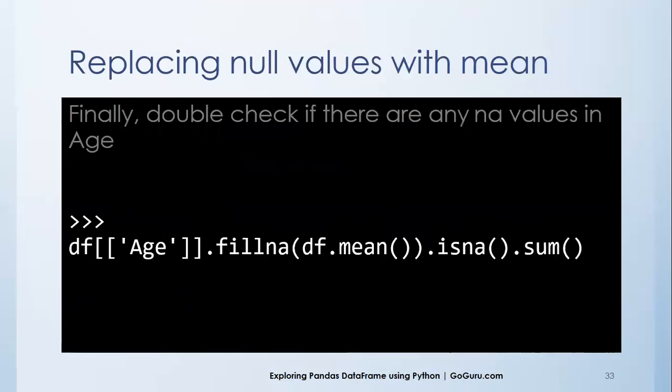Okay. And now we're going to verify if our previous command did its job. In order to verify that, we are saying, get me the age and fill all the non-applicable values with the mean values. And now you're again using your old command, isna, are there any more non-applicable values here? Get me the sum of it. So it says 0 because this command, fillna with df mean, already took care of it, and this is just for our verification purpose. This confirms that all our mean values have been populated.